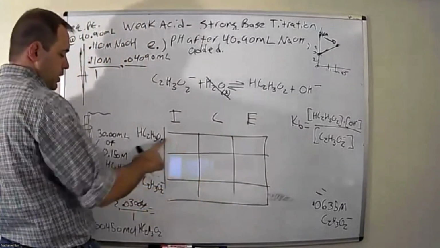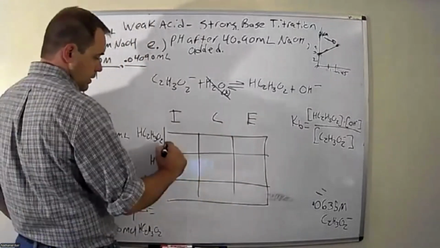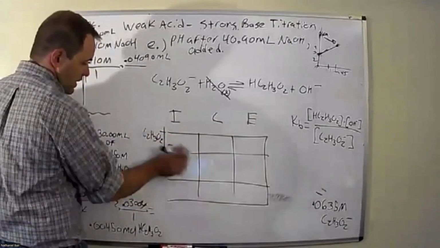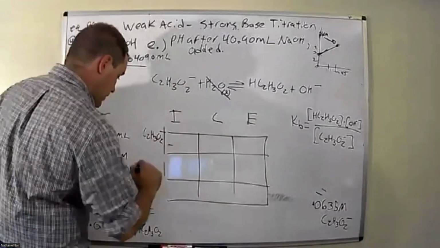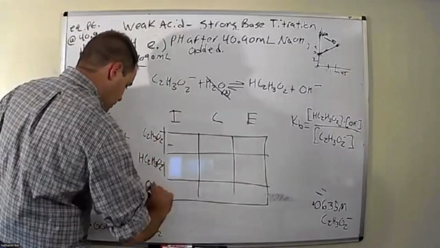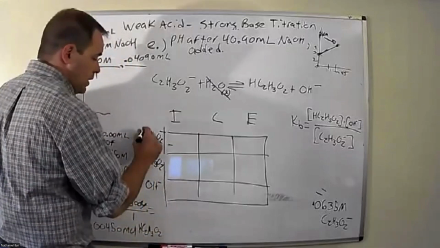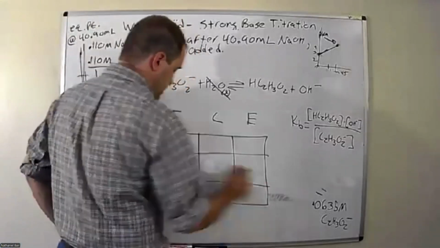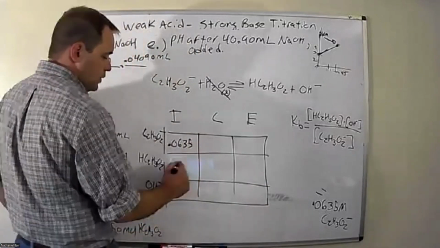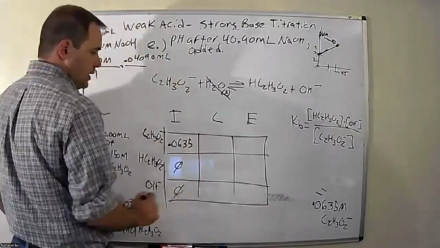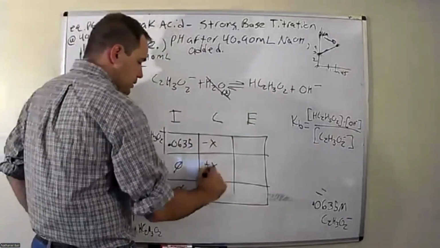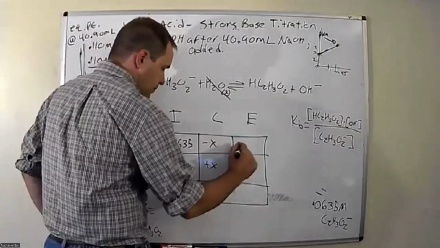The initial concentration of the acetate, oh my goodness. The initial concentration of the acetate is 0.0635. There's no acetic acid or hydroxide in there until it reacts. That's going to go down by X. These go up by X.